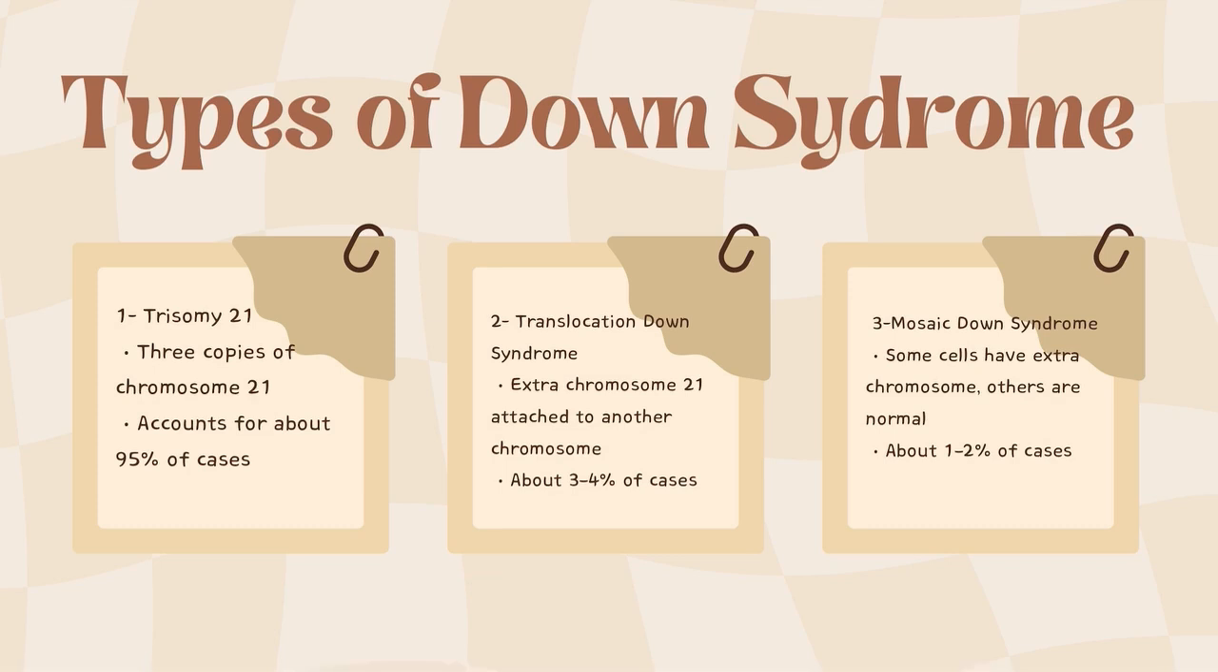The second type is called Translocation Down Syndrome. In this type, the extra chromosome 21 is attached to another chromosome. It occurs in about 3 to 4% of cases and may sometimes be inherited from a parent. And the third one, Mosaic Down Syndrome. This is the rarest type, occurring in about 1 to 2% of cases. Some cells have an extra chromosome 21, while others are normal, which may result in milder symptoms.